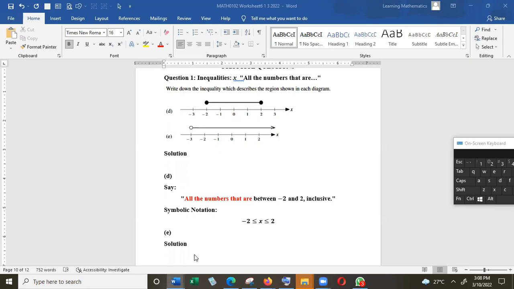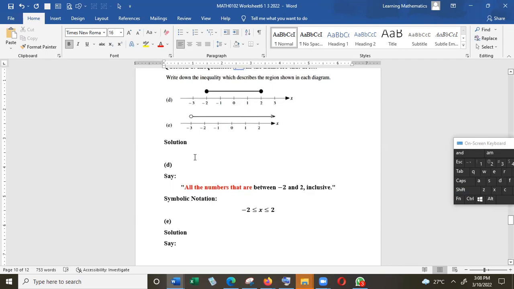Let's do part E. When we look at this diagram, what do we see? As soon as you see this diagram, you begin by saying all the numbers that are. That's the rule. All the numbers that are. As soon as you see a diagram like this, you can just say all the numbers that are. Now, all the numbers that are what?